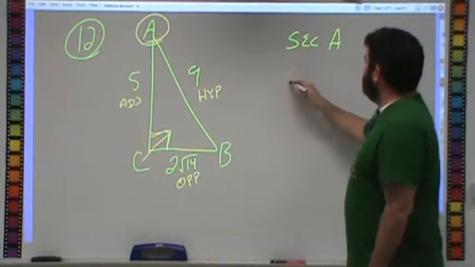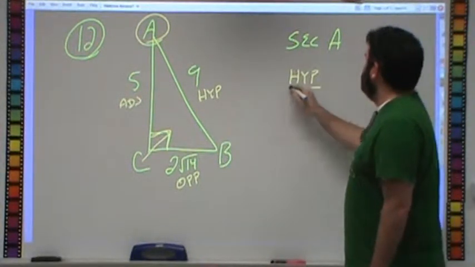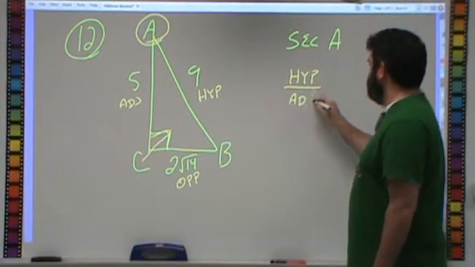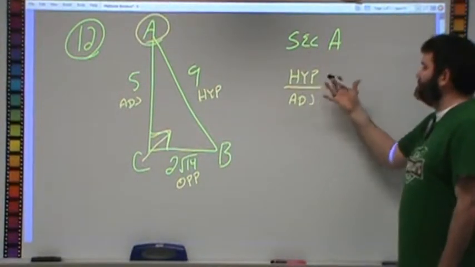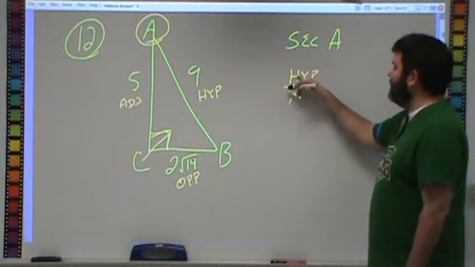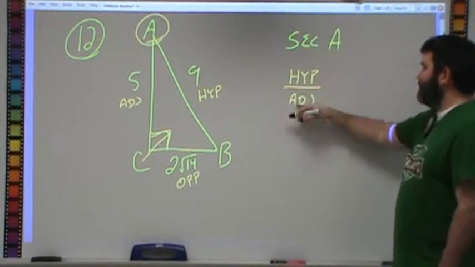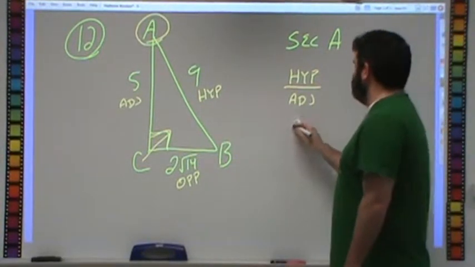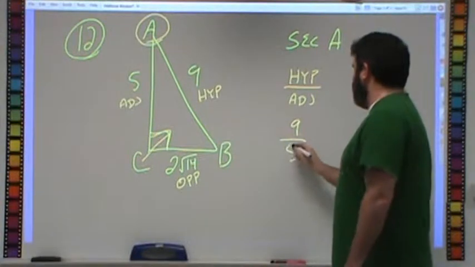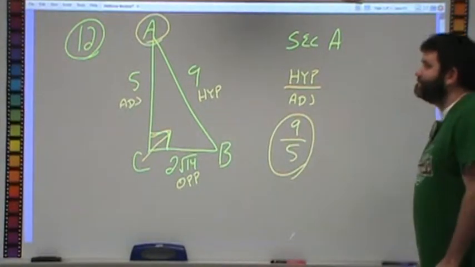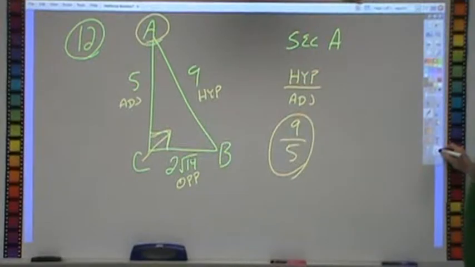Secant in terms of SOHCAHTOA is hypotenuse over adjacent. Because remember, secant is the flipped version of cosine. If cosine is adjacent over hypotenuse, you flip it for secant, hypotenuse over adjacent. The hypotenuse is 9, the adjacent is 5. So 9 over 5. Simple enough.